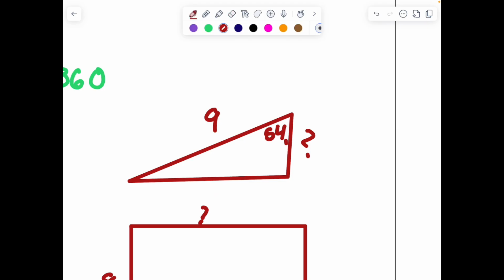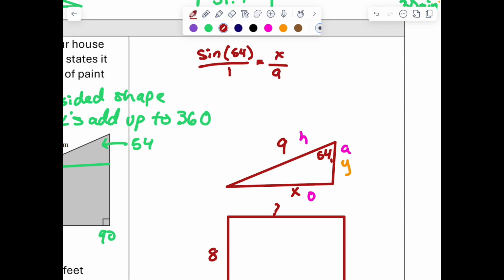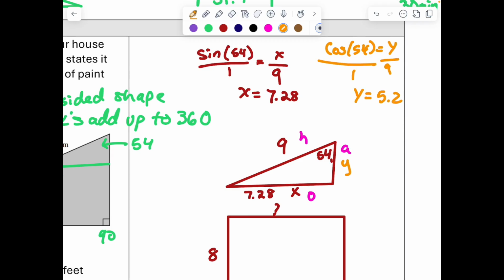So why don't we just start finding some missing sides of the triangle. Let's call this X and Y. So first I'm going to find X. This is the opposite, adjacent, and hypotenuse of 54. So to find X, I'm going to do sine of 54 equals X over 9. And that is going to get me 7.28. So this bottom side is 7.28. And then for Y, this is going to be cosine of 54 is Y over 9, which means that Y is 5.29.